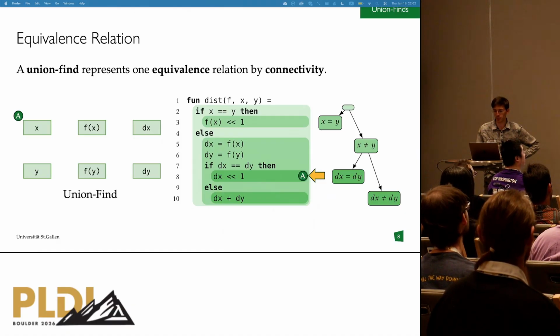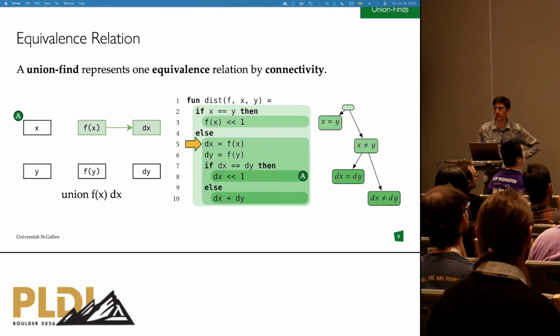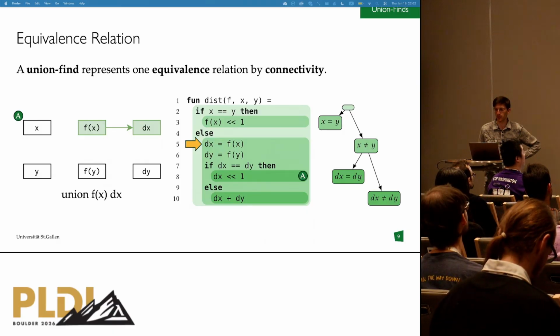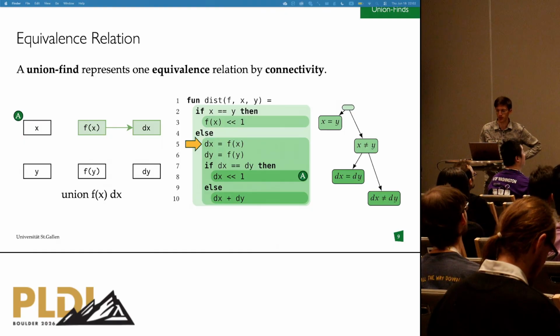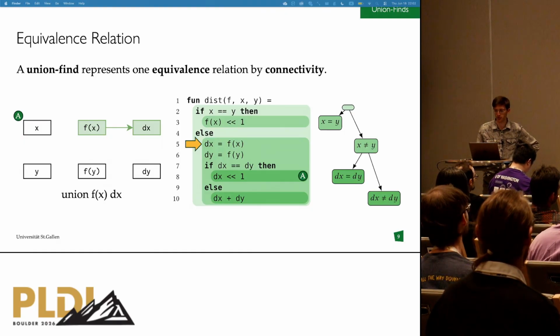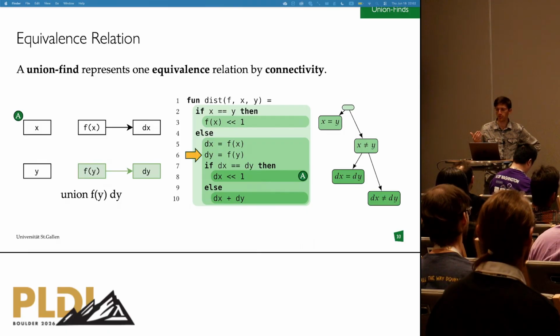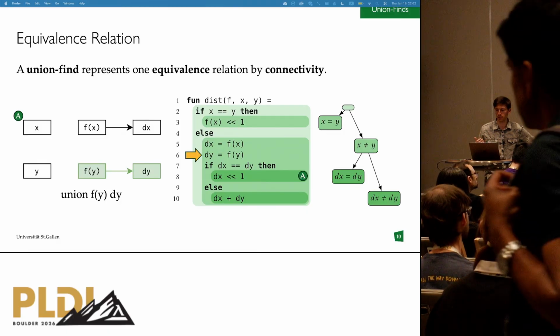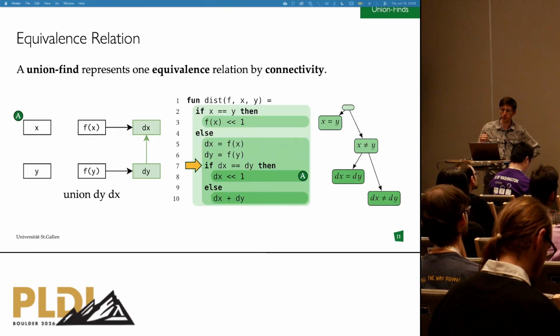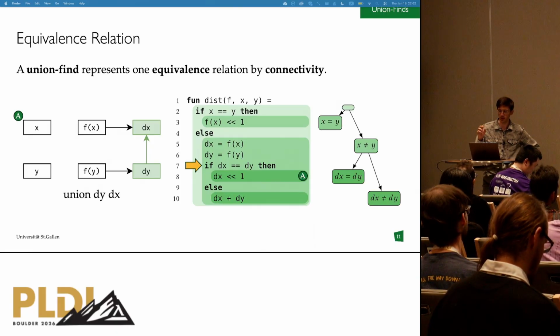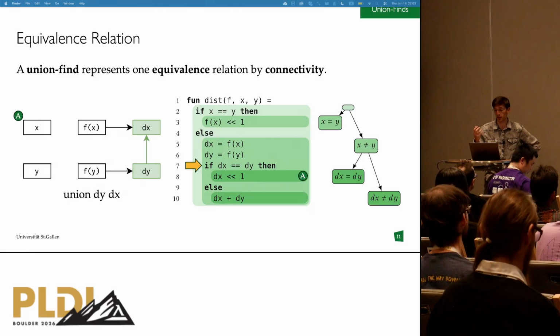At point A in the program, we start by saying that dx is equal to f of x. The way we add this equality is by adding an edge between f of x and dx, and this is called a union, and operates at the root. Then you will discover dy is equal to f of y, and dx is equal to dy at point A in the program. Notably, the union is only adding edges at roots.